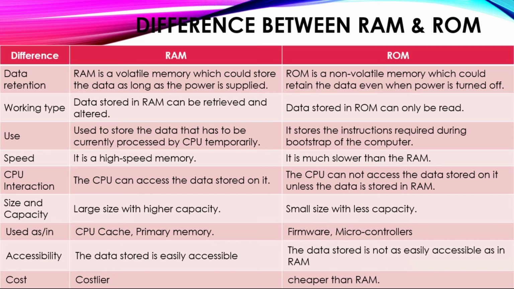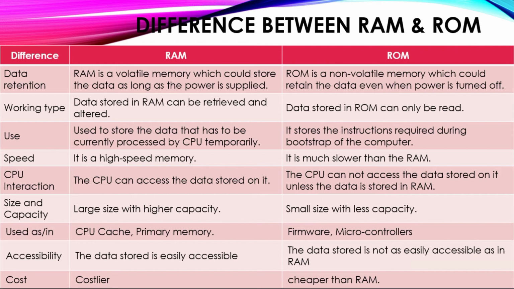In ROM, it stores the instructions required during bootstrap of the computer. Bootstrap of the computer means what? The beginning of the computer when you turn on your PC. So whatever instructions are required during the bootstrap, that is done by the ROM. Next, RAM is a high speed memory. In ROM, the speed is lower than the RAM.